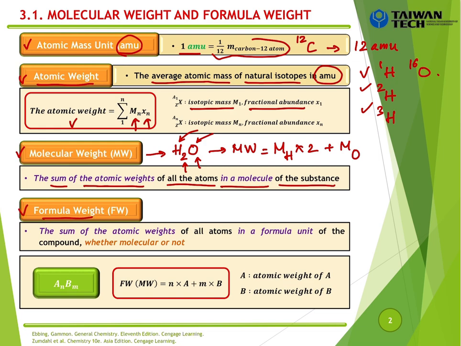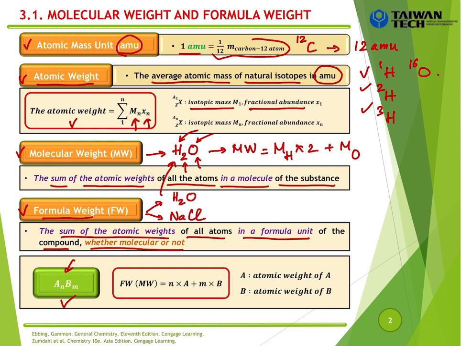And the next term we consider is the formula weight. For formula weight, we also calculate the sum of the atomic weights of all atoms in a formula unit of the compound, whether molecular or not. It means that for molecular weight, we consider the general form. We may have water as before, or we can also calculate for NaCl as well, okay? So we have the general equation here.